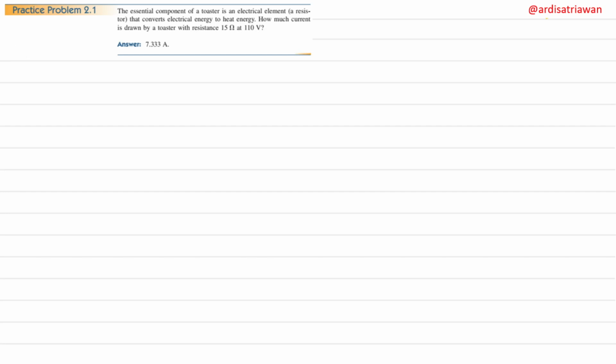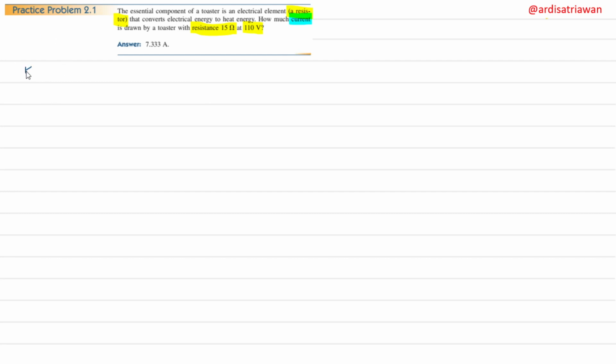Okay, so now let's extract the knowns that we have from the problem. So we have a resistor here, and the value of the resistor is 15 ohm, and then the resistor is given a voltage of 110 volt, and the question is asking us for the current. So current here is the question.